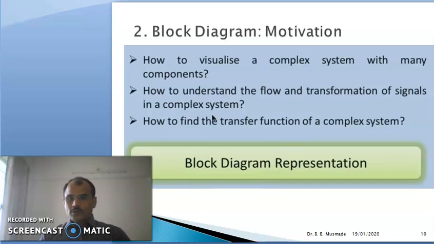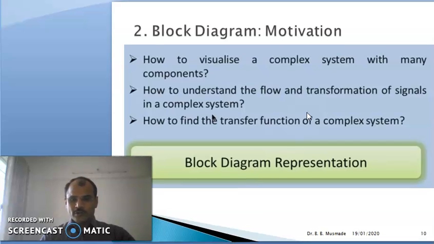Hello, dear students. Now we are going to discuss the next topic, which is block diagrams. Block diagrams are useful to visualize a complex system with many components. They are also useful to understand the flow and transformation of signals in a complex system and to find out the overall transfer function.